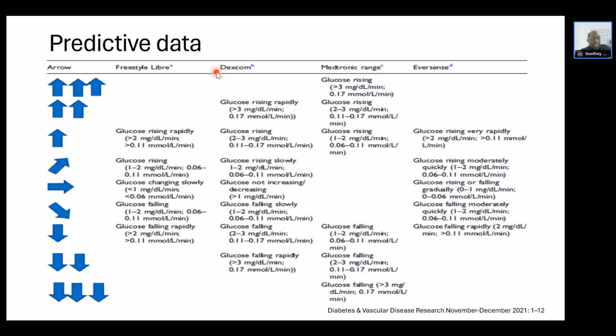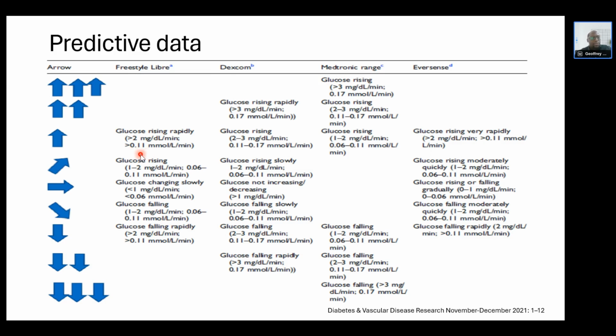Because, for instance, if you look at a Freestyle Libre CGM, a horizontal arrow tells you that the change in your glucose values is less than 0.06 millimoles per liter per minute, which means the change is more or less negligible. But if you have an arrow that is pointing up, it means the change in your glucose is around 0.11 millimoles per liter per minute.